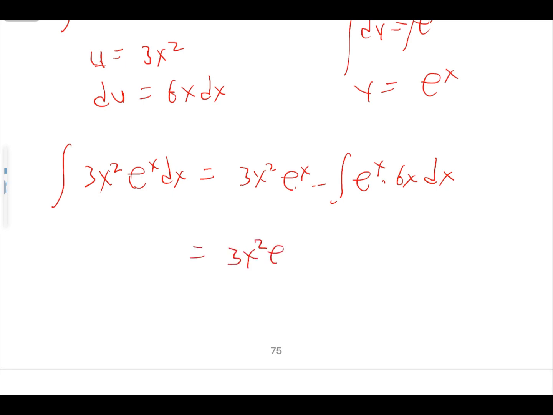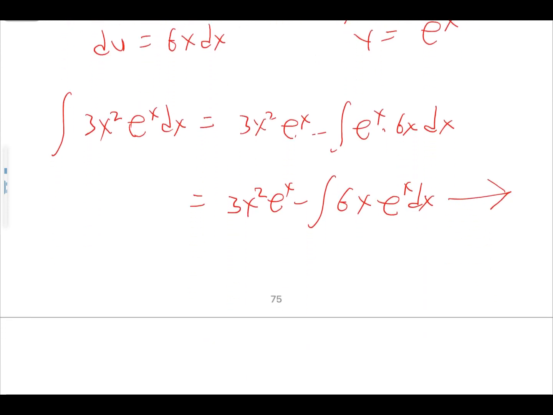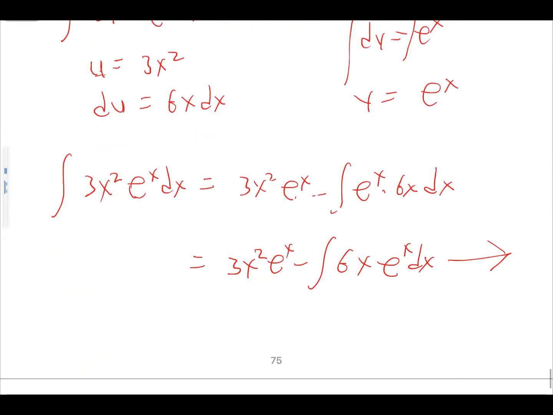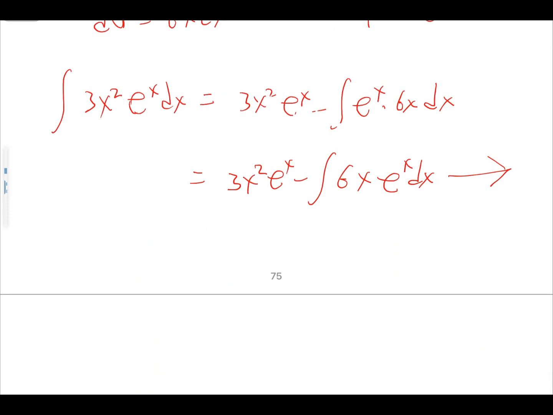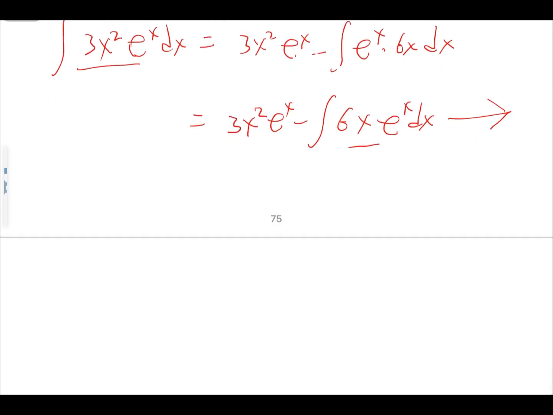And in this case, we are going to get 3x squared e^x minus the integral of 6x e^x dx. This is another one that we have gotten. You can also see that this one, the x power, which was 2, after doing this has been reduced to 1. And it's far simpler than the original one that we integrated.